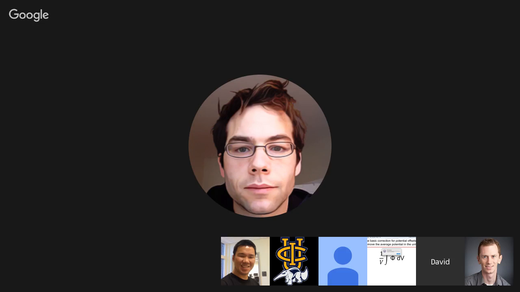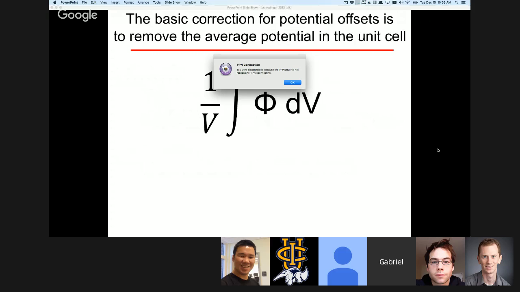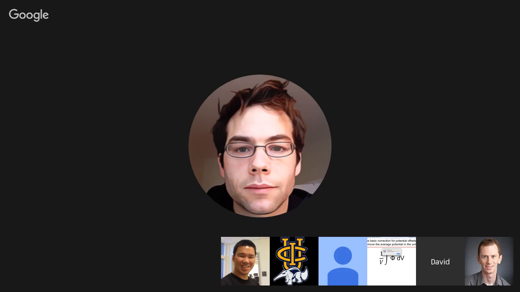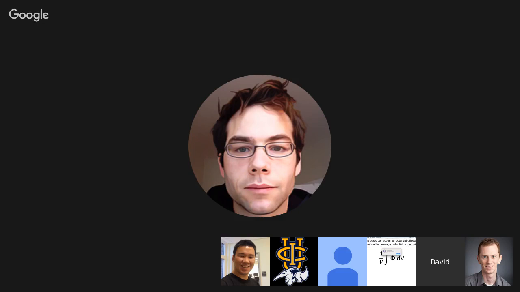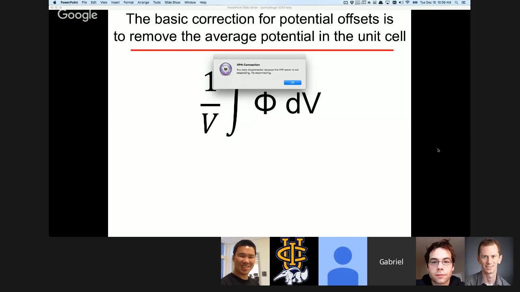But that should be testable. Yeah, I'm not a PME expert either, but since the same calculation is being used to compute both energies and forces, I would assume that if it affects energies, it also affects forces, but I couldn't tell you for sure.